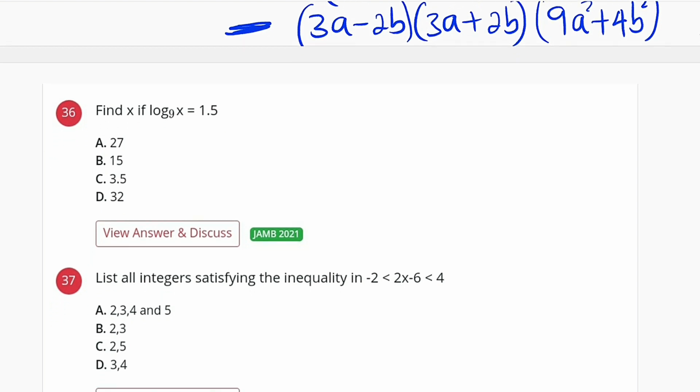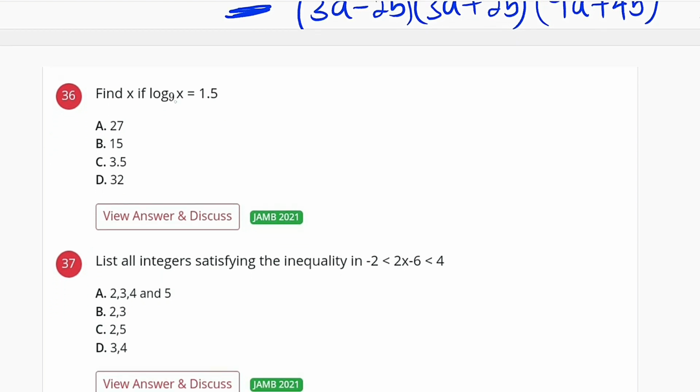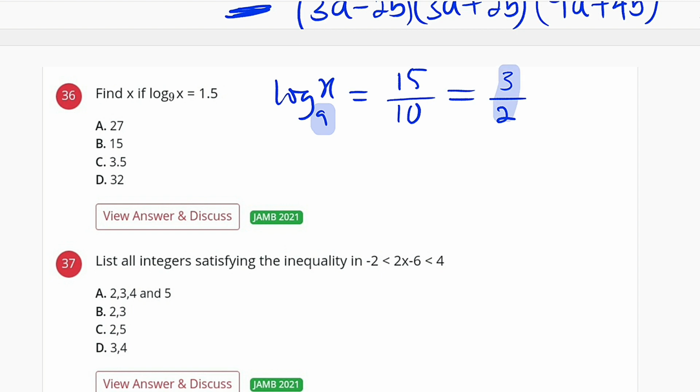Moving on, question number 36. We are almost done. Log x base 9 is equal to 1.5. So log x base 9 is equal to 15 divided by 10, because 15 divided by 10 is the same thing as 1.5. And I can reduce this: 5 can go into 15 3 times, and 5 can go into 10 2 times. So from the definition of logarithm, I can take this base 9 and raise it to the power of 3 over 2, and it will give us this x. That's the definition, 9 raised to the power of 3 over 2 must be equal to x.